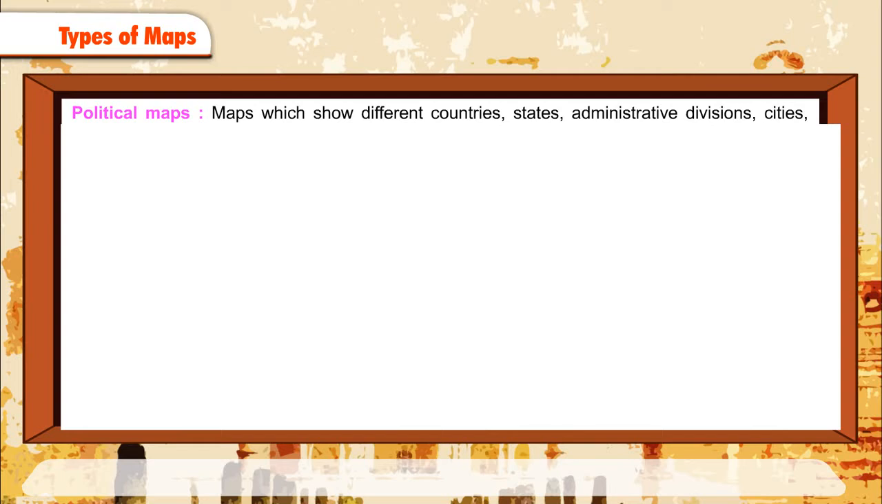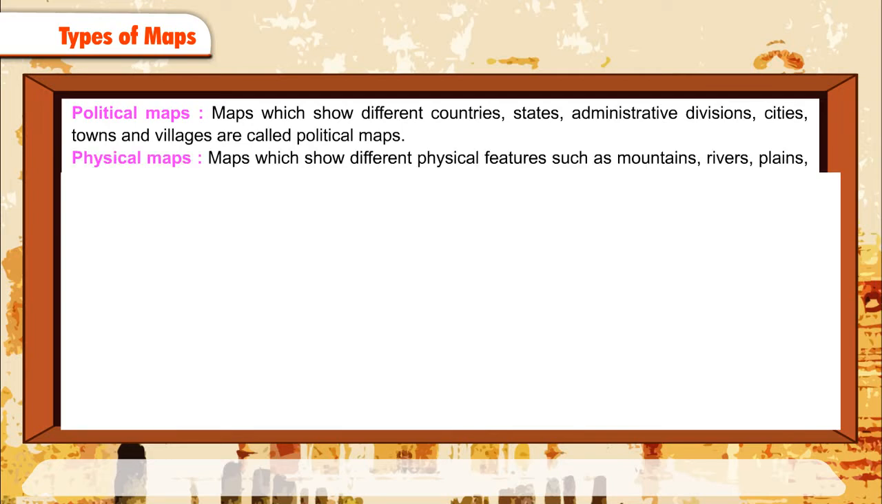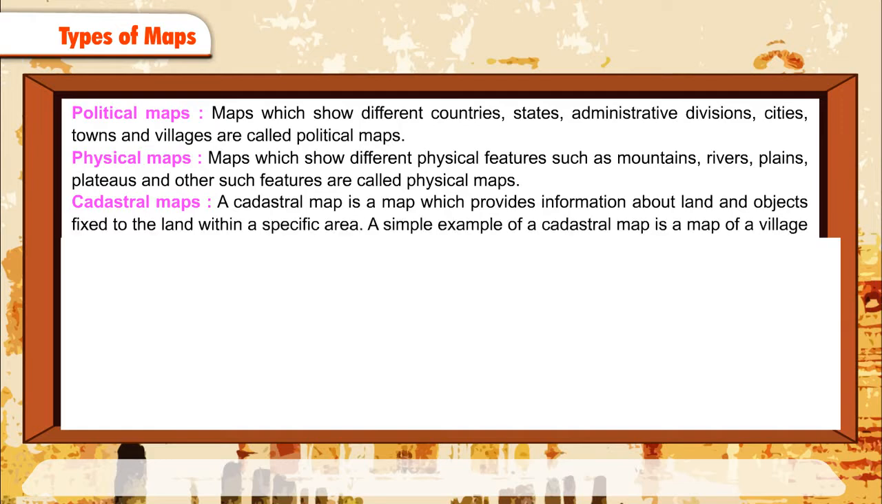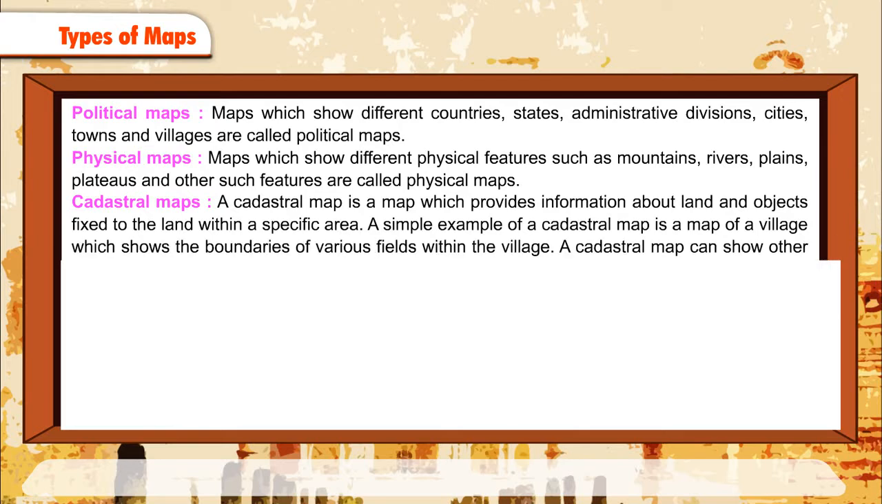Political maps. Maps which show different countries, states, administrative divisions, cities, towns and villages are called political maps. Physical maps. Maps which show different physical features such as mountains, rivers, plains, plateaus and other such features are called physical maps. Cadastral maps. A cadastral map is a map which provides information about land and objects fixed to the land within a specific area. A simple example of a cadastral map is a map of a village, which shows the boundaries of various fields within the village. A cadastral map can show other types of areas as well.